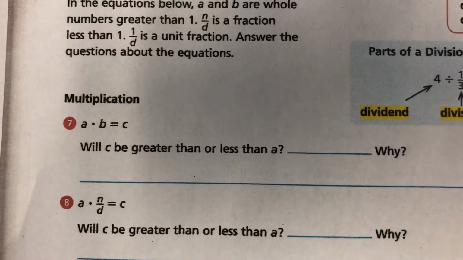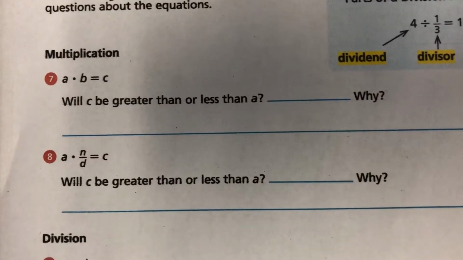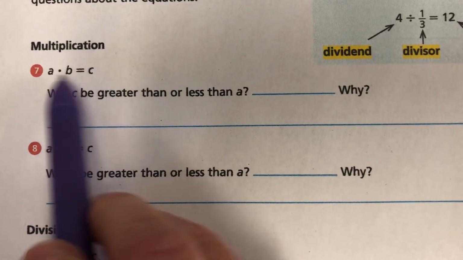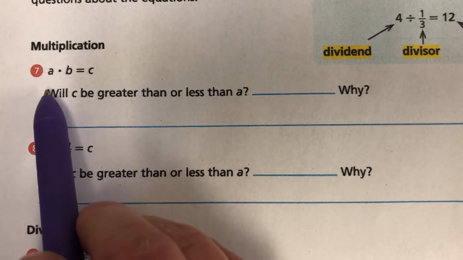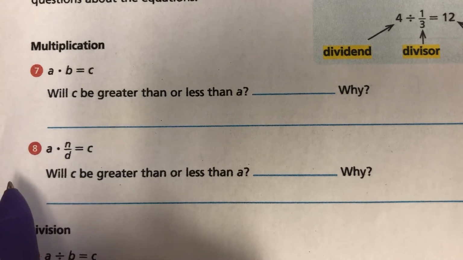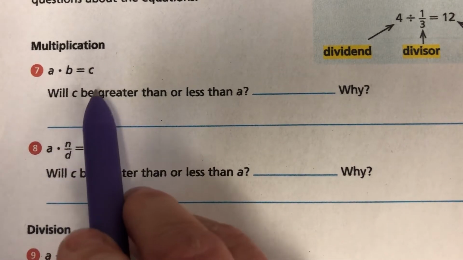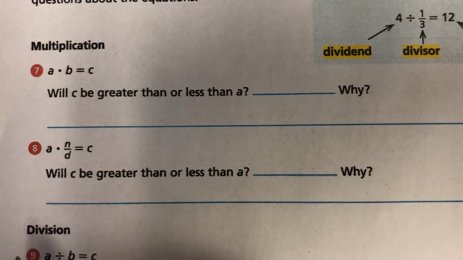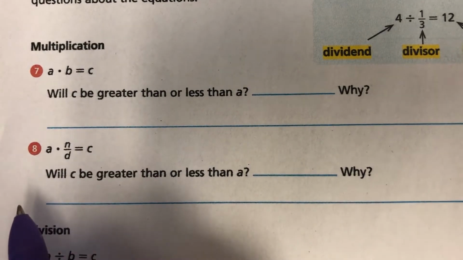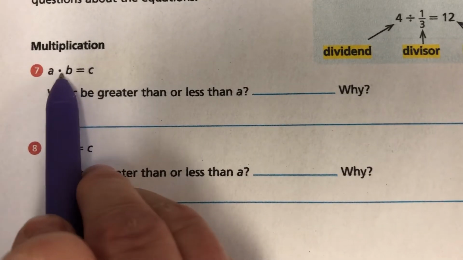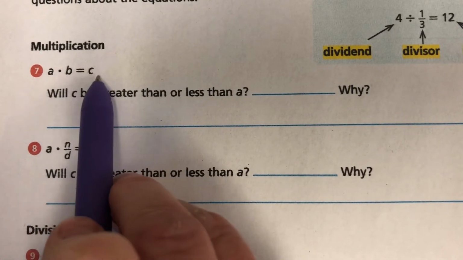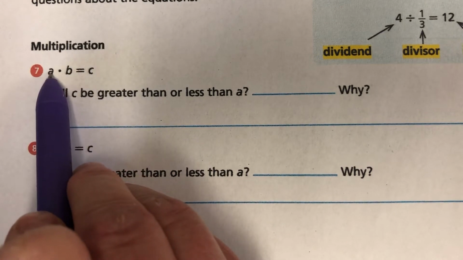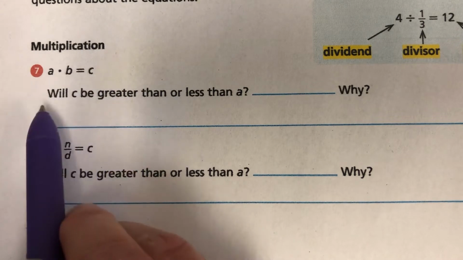Okay, so we're going to start off with multiplication. And with multiplication, this says a times b equals c. Now remember, a and b represent whole numbers greater than 1. The question is, will c be greater or less than a, and why? So I want you to think about this. If I'm multiplying two numbers that are greater than 1, am I going to get a result that is larger than my first factor or lower than my first factor?